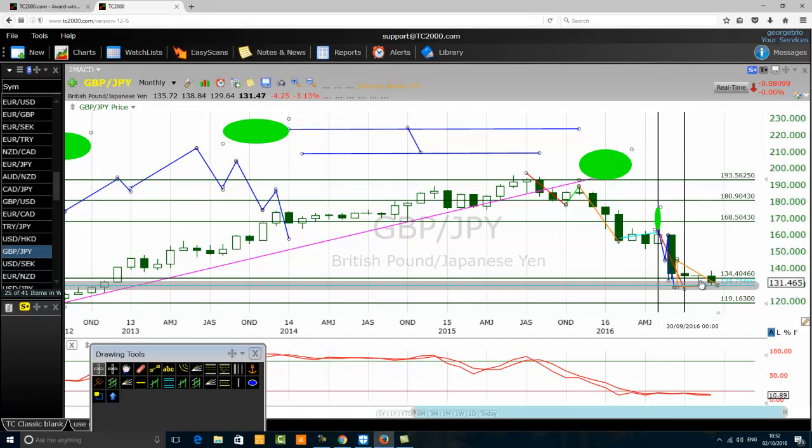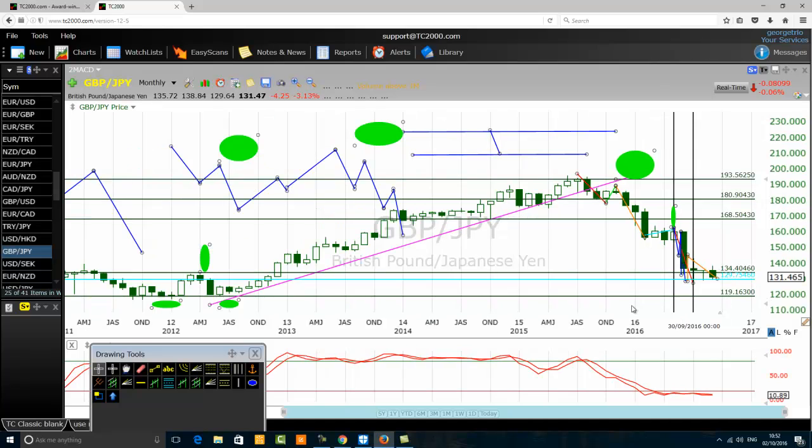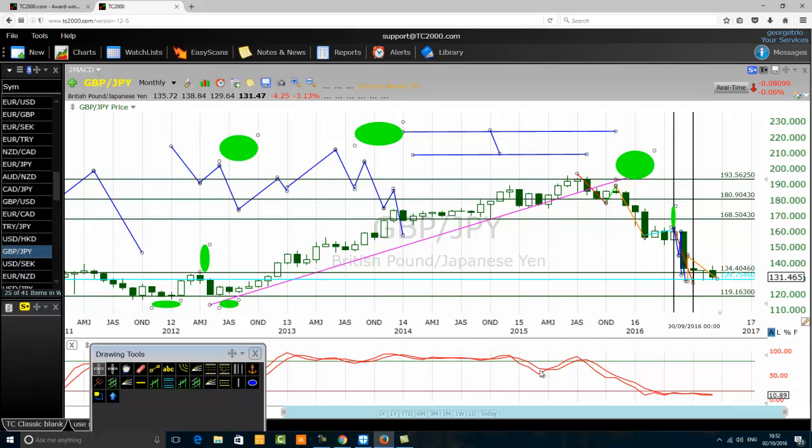So at this point in time, we will say priority to bear signals below 129.75 and priority to bullish signals above 129.75. The reason is that if it pops out of the orange triangle, it will seek the next key level at 119.16. So for an Elliott wave trader, this becomes a bit of a challenge.